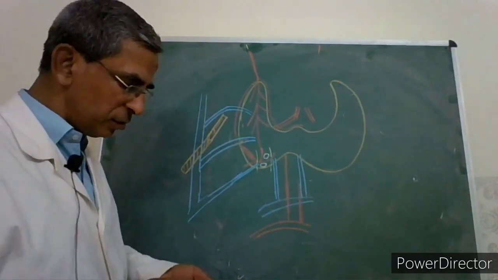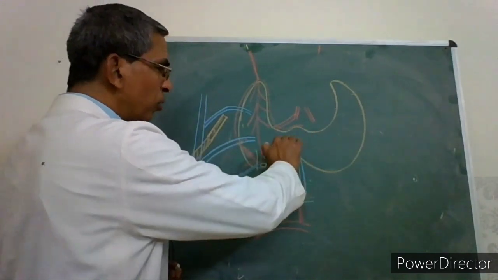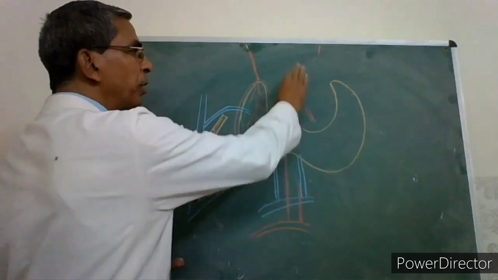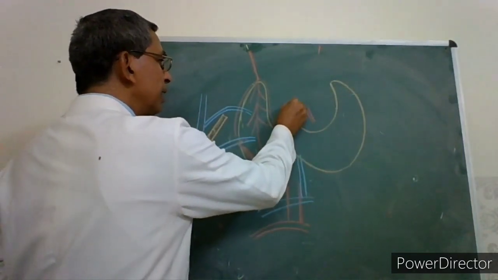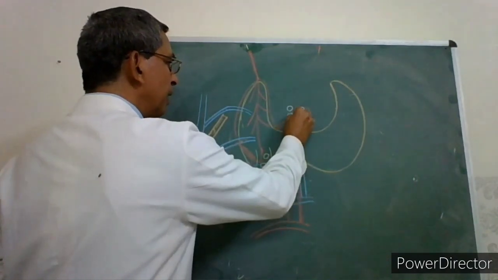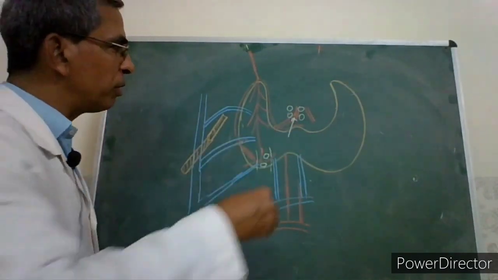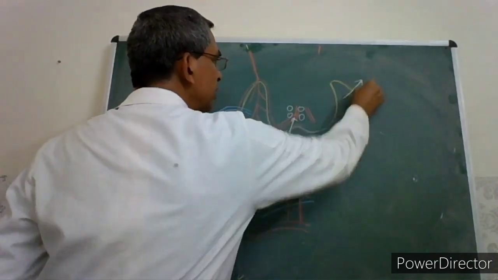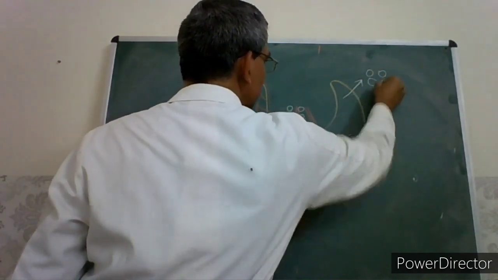Now the lymphatic drainage. What about the lymphatic drainage? Lymphatics drain the upper half and the lower half of the thyroid gland. The upper half drains superiorly, and there are two groups of lymph nodes. These are the pre-laryngeal group of lymph nodes. The isthmic part drains into the pre-laryngeal group of lymph nodes, while the upper half of the lobe drains into the jugulodigastric group of lymph nodes.